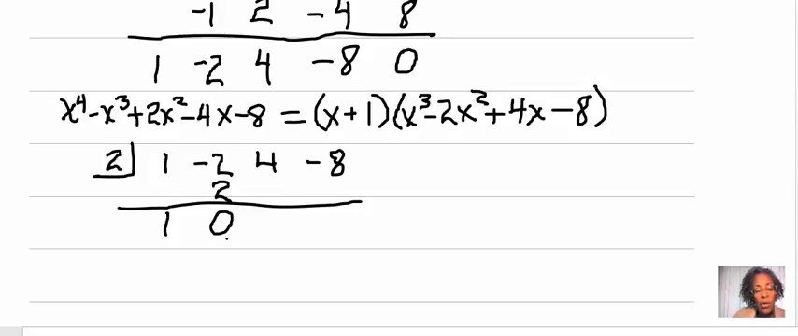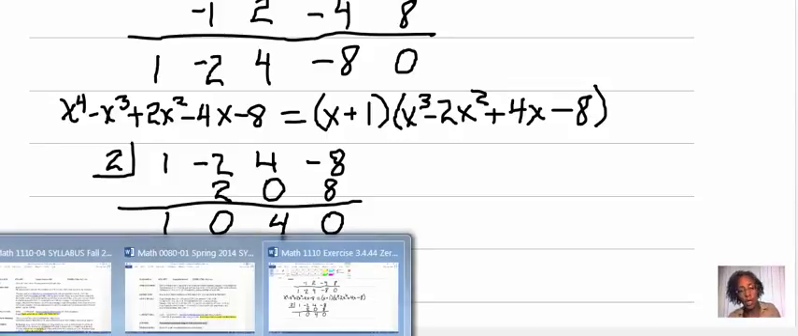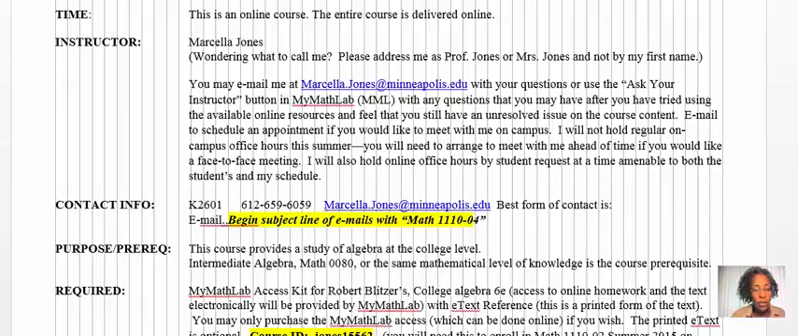2 times 0 is 0, so I put that under this next coefficient of 4, and I add. 4 plus 0 is 4, and now I'm going to multiply that by my 2. 2 times 4 is 8, and I put that under the coefficient of -8, and I add, and the result is 0, as I knew it would be, since I knew 2 was a root of the original function.